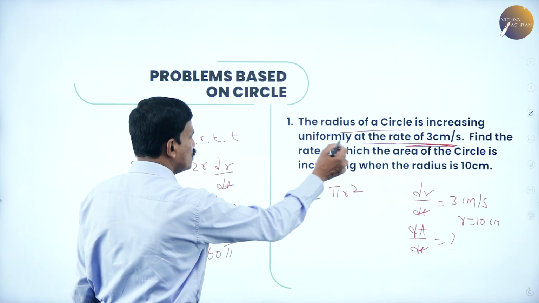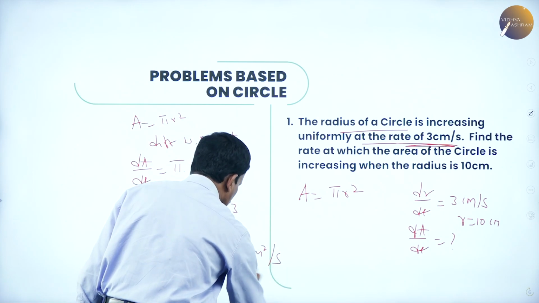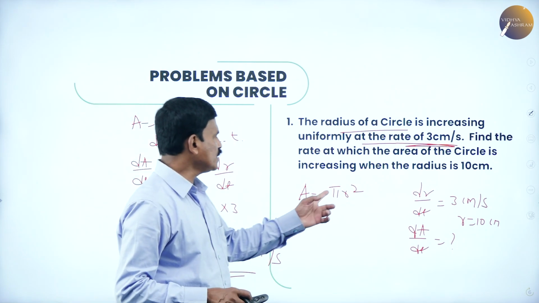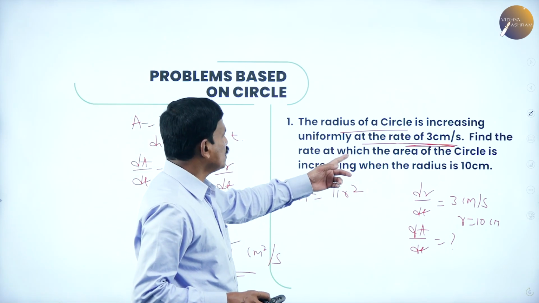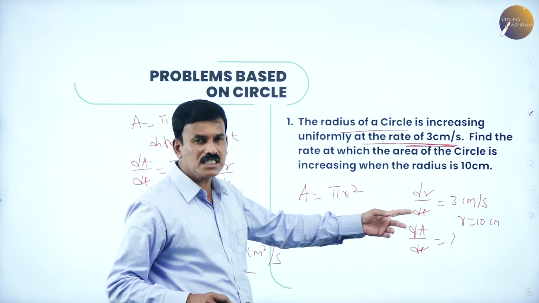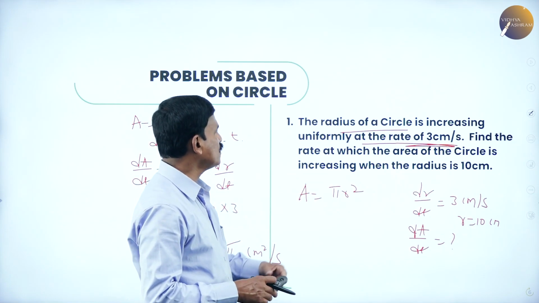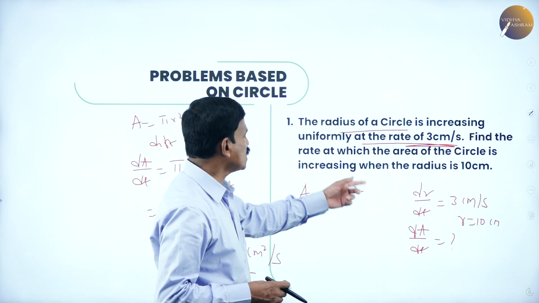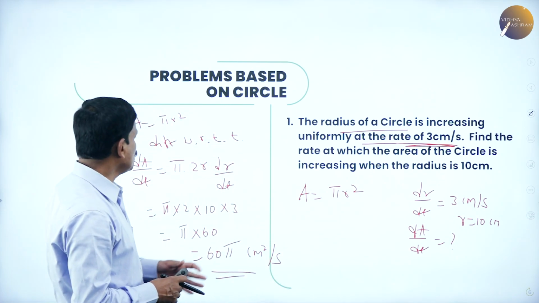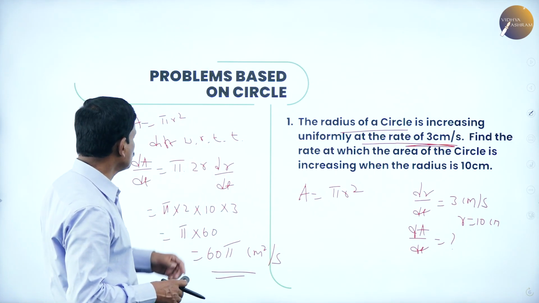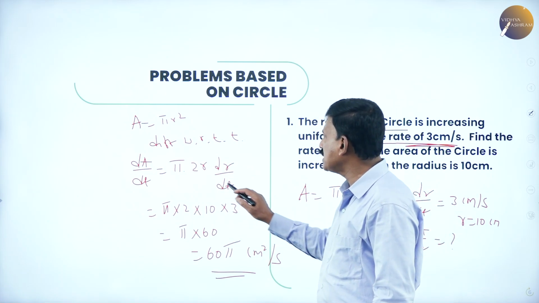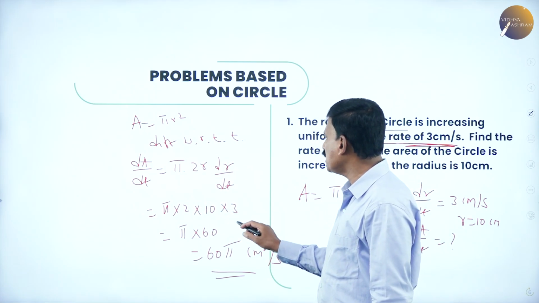What is the unit given? The unit is centimeter square per second. That's it. See here, what is given? dr by dt, rate of change of radius with respect to time, is 3 centimeters per second and radius is equal to 10 centimeters. What is required to find is the rate of change of area of a circle with respect to time. So dA by dt is to be determined. Area is equal to pi r square. Differentiate with respect to t. Pi into derivative of r square is 2r into dr by dt. Pi into 2 into r is 10. dr by dt is 3.